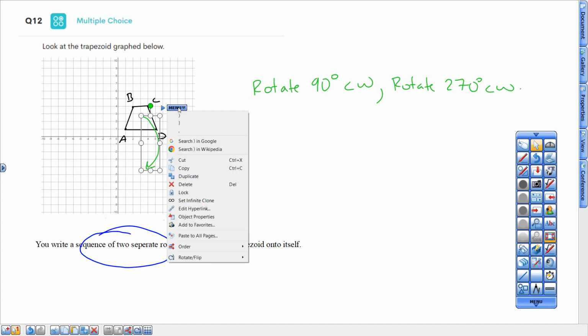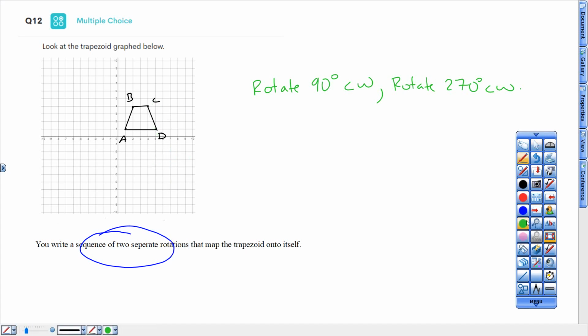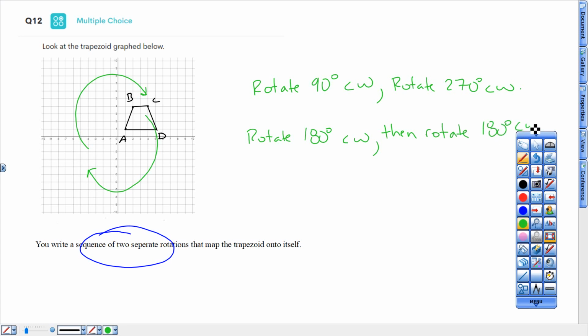Here's another couple that you could have done. You could do a 180, and again, doesn't matter which direction you say, and then you could go another 180. Maybe write the word then in there. Another 180. And again, doesn't matter which direction you would go. That would take you back. Let's maybe do a couple more.